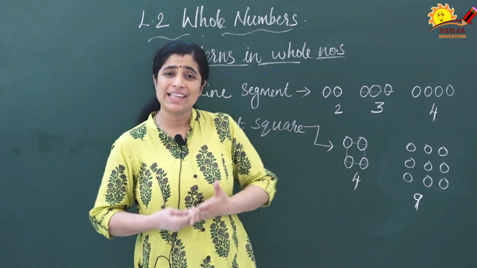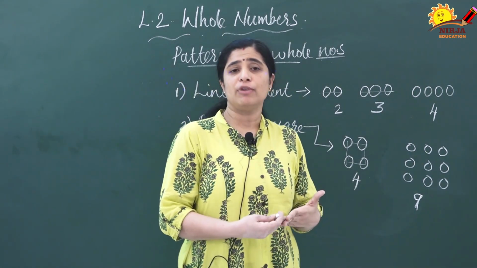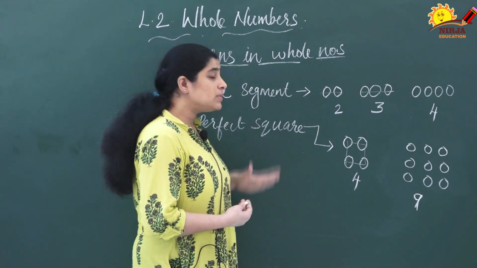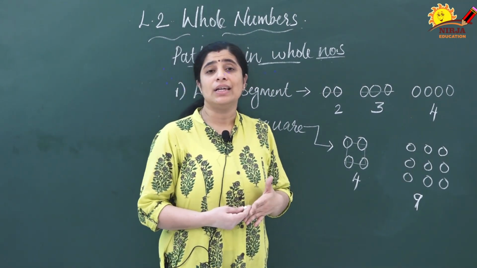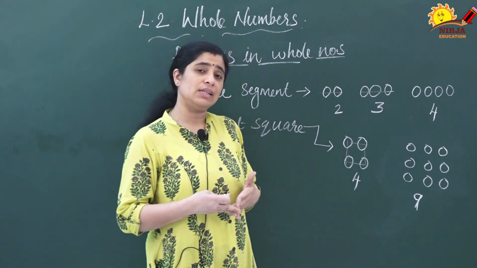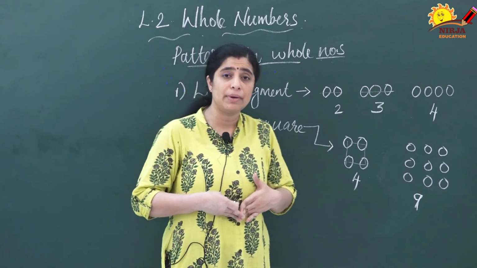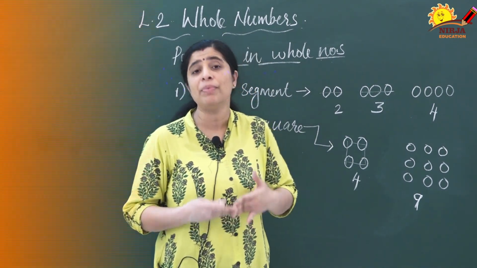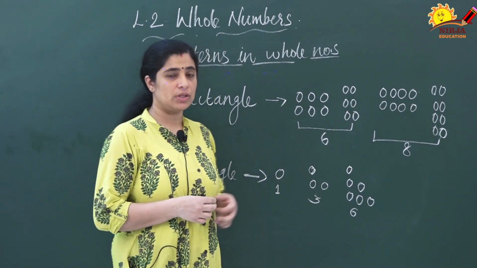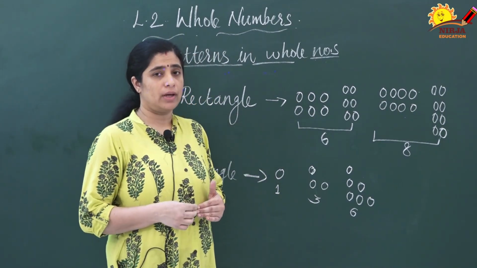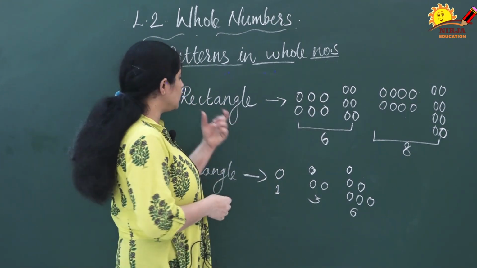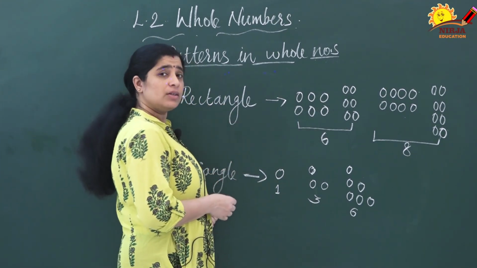Some of the numbers can be represented in the line segment form and some can be represented in the square form. Some numbers can be represented in the rectangle form and triangular form also, that we will see next how these numbers can be represented in the rectangle form. So we have discussed how you can represent the numbers using the line segment and square. Now we are going to discuss how these numbers can be represented in the form of rectangle and triangle.